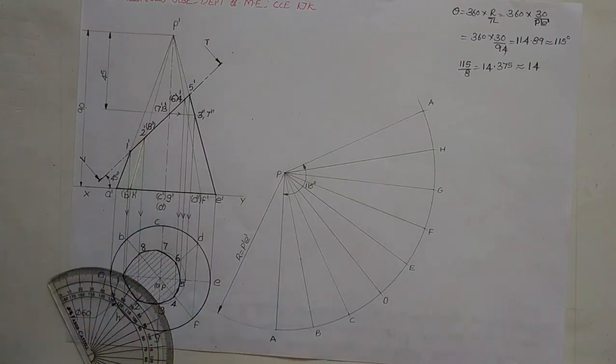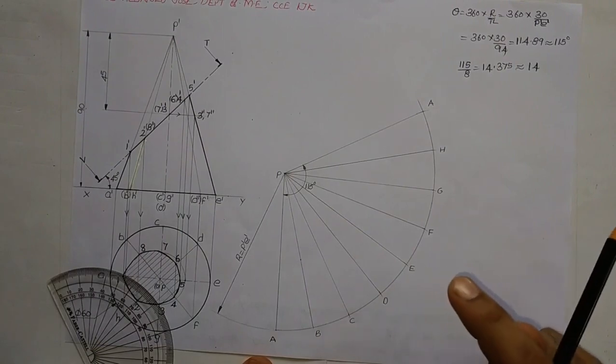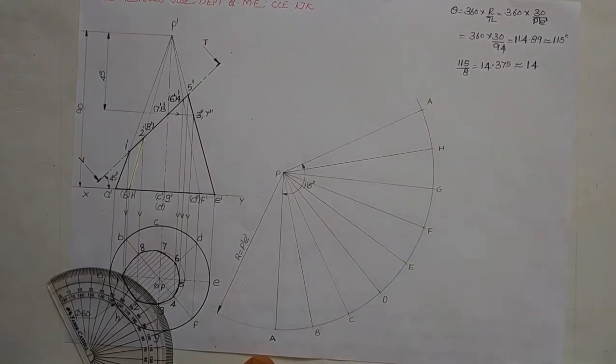So what we have to do is we have to draw the remaining portion of the solid after the sectioning process. So this portion is removed and this portion is remaining. So how to draw the remaining portion of the solid as a development?